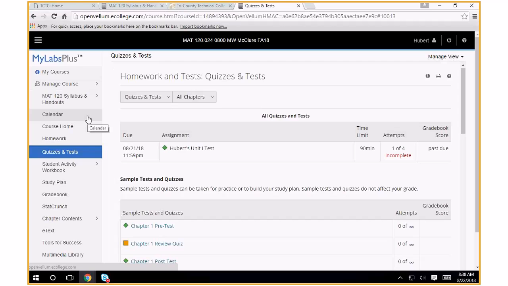So for question number 1, I may have 15 questions to pull from. So your number 1 may look totally different from the person beside you. And it may be a totally different problem.